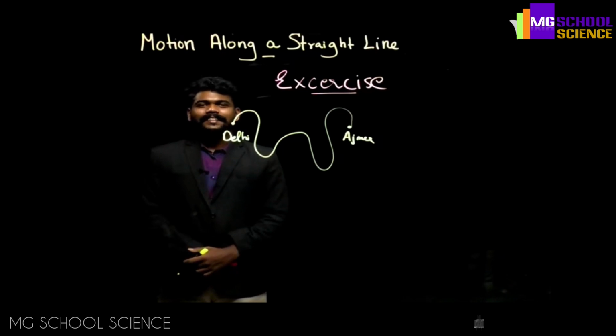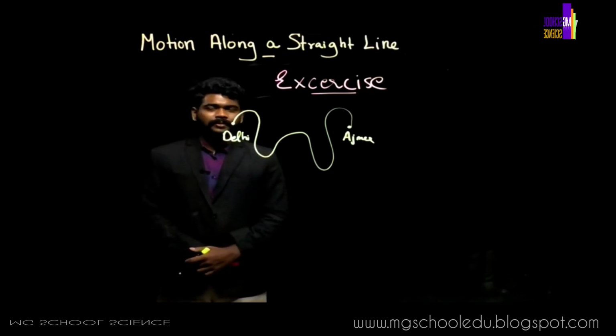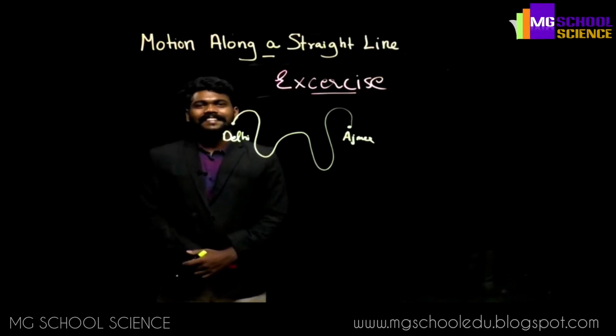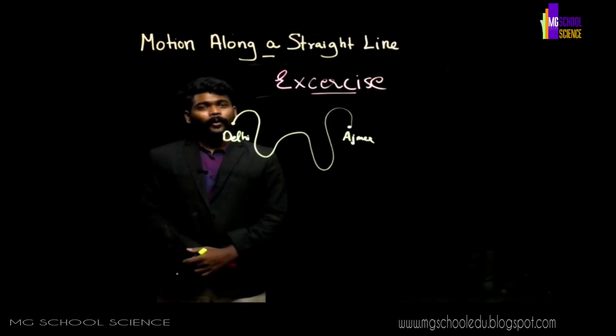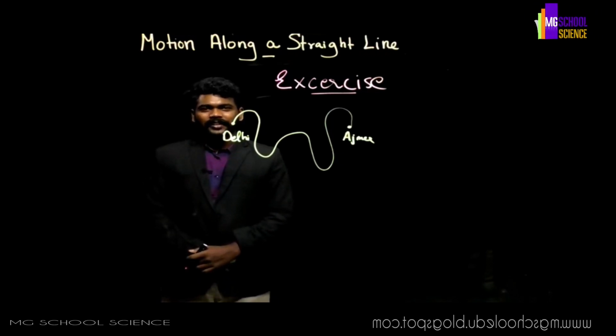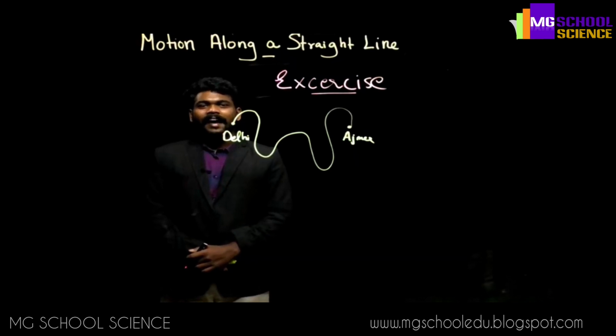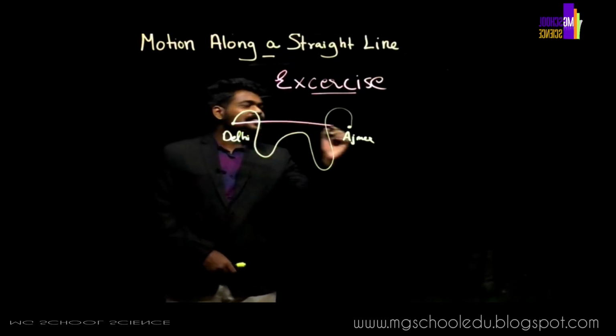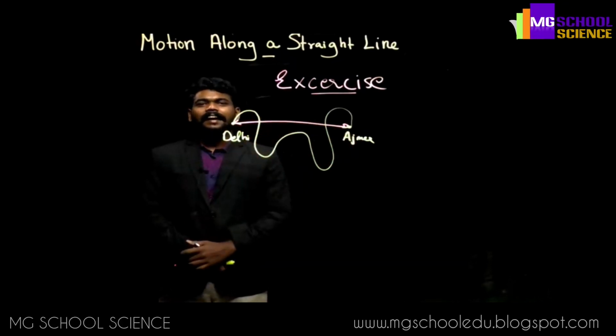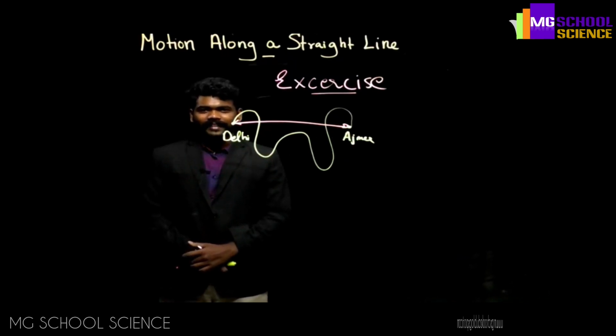Now, we know that the distance that we travel from Delhi to Ajmer through a car is only a distance. But what is displacement? To find the actual displacement, you should take a map and see the straight line connecting Delhi and Ajmer and find that distance.